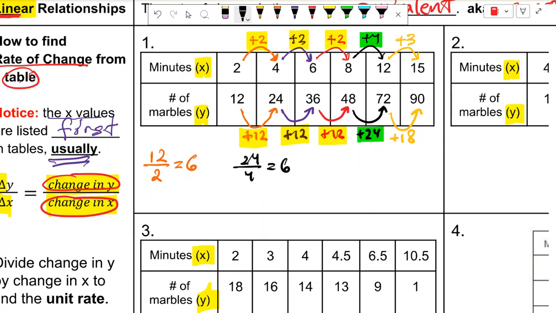And then I'll go on to the yellow ones. And the yellow ones are 18 divided by 3. So I'll just write it, 18 divided by 3, and that is also 6. So in every situation, all the changes right here, the constant rate of change is always 6. So we can say, yes, this table has a constant rate of change, and it is 6.